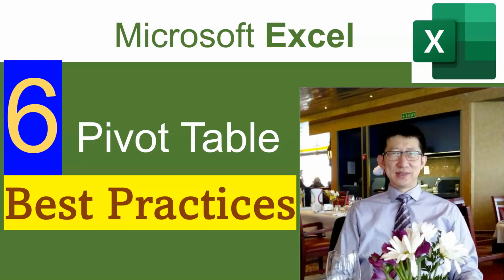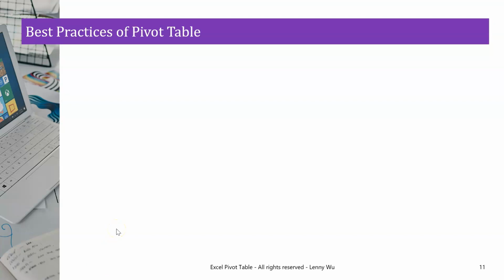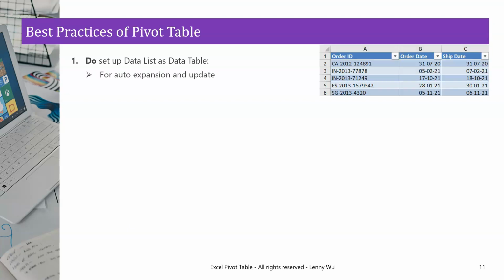In this tutorial, I'm going to talk about 6 pivot table best practices. Now let's get started. Best practices of pivot table. First, do set up data list as data table so that it is very easy for auto expansion and update. Let me show you how.